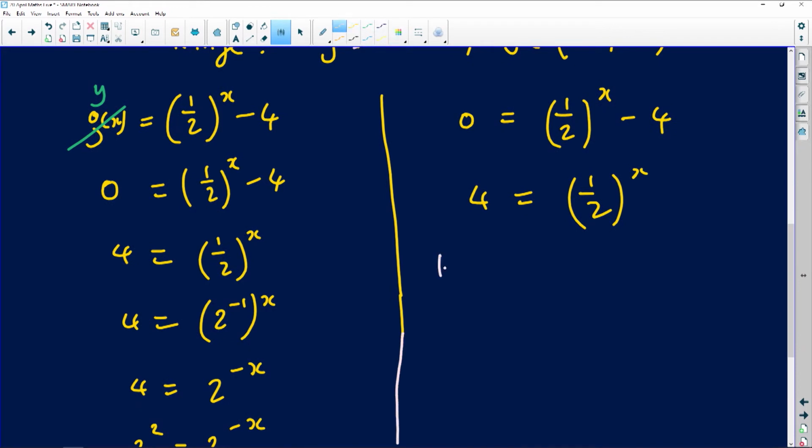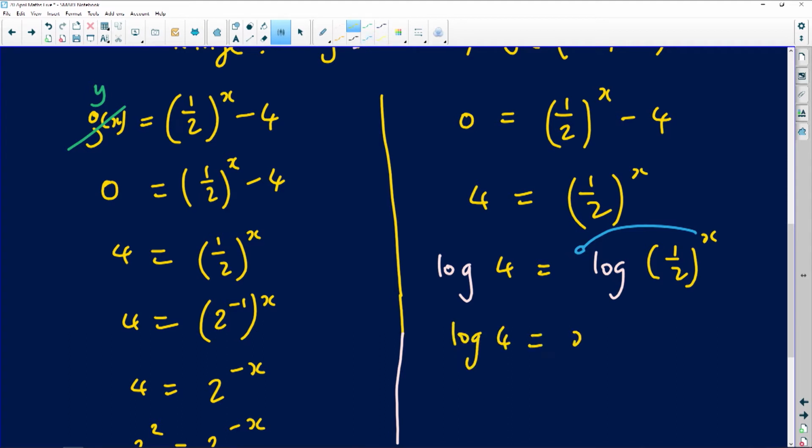So I'm going to log. I log on the left. I also need to log on the right-hand side. I just did the log of 4 equals the log of half to the power of x. After logging, what can you do? Well, after logging, you can bring down that exponent. So let's bring down the exponent. What are we going to have? You'll get log of 4 is x log of half.